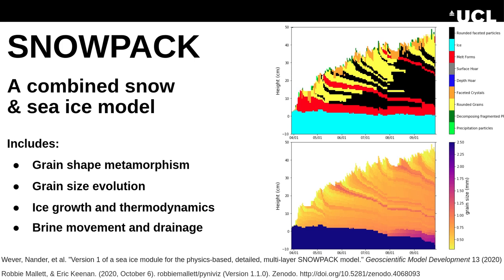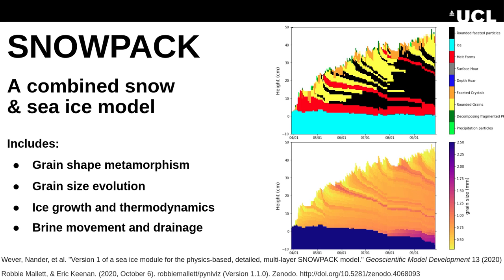SNOWPACK includes a relatively advanced treatment of grain metamorphism, and you can see from the top right hand plot that we observe the development of complex stratigraphy including melt forms, faceted grains and depth hoar. It looks like this floe experiences flooding around the middle of January and some snow ice formation.